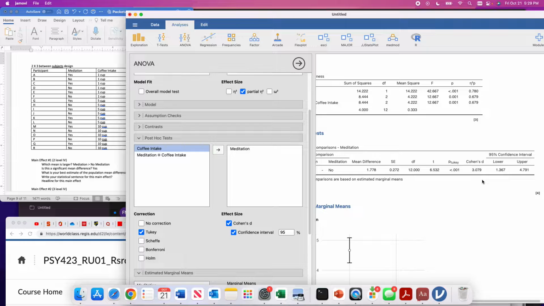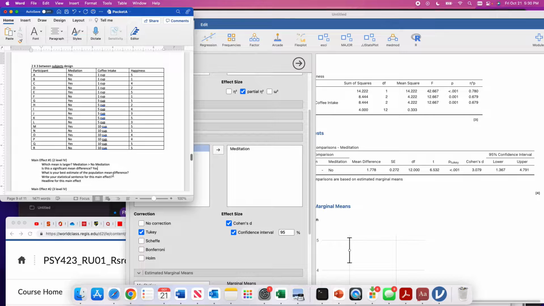We have a two mean effect. Cohen's d makes sense, and a 95% confidence interval of Cohen's d makes sense. So what is your best estimate of the population mean difference? 1.367 is a large effect, and 4.791 is a large effect. I predicted meditation would lead to happiness. If I had a negative effect here, I could reorder the conditions in my variable like I showed you in a previous video. Make sure you go through all the videos since I'm going through them for you, okay? But that's large to large, which I could write just large, okay? So it's a large effect, right?